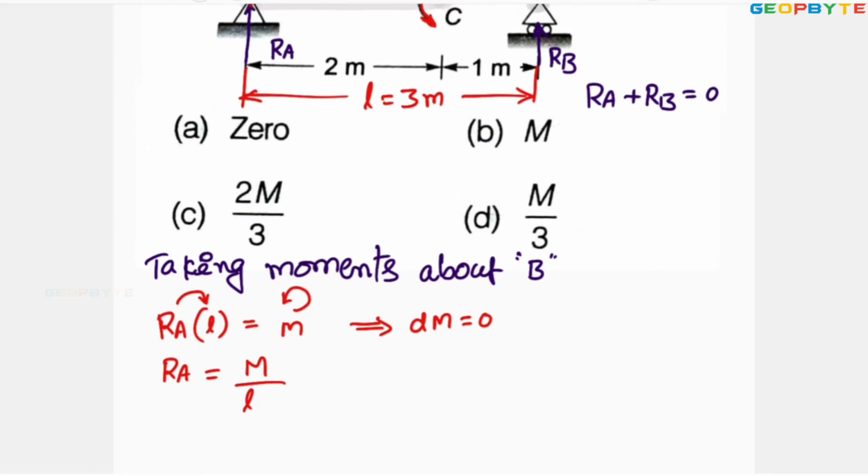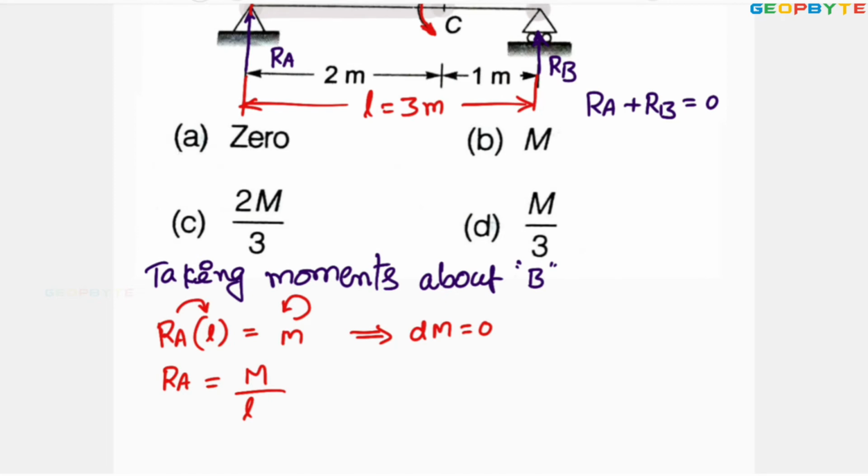Similarly, for finding the RB, let us take the moments about A.